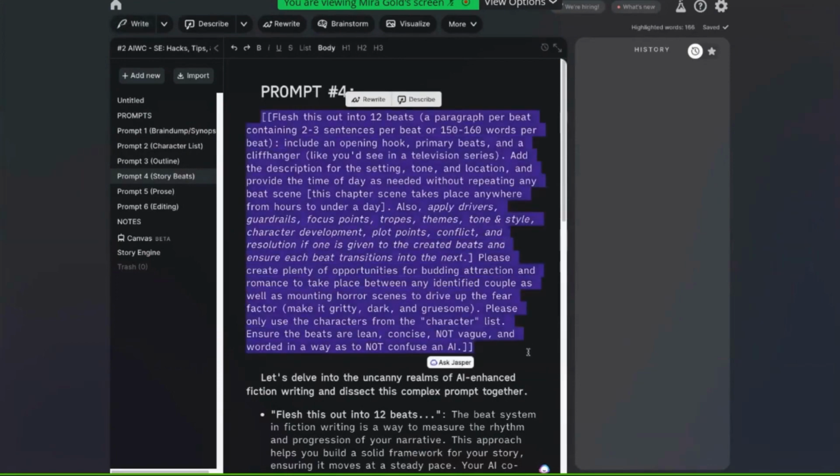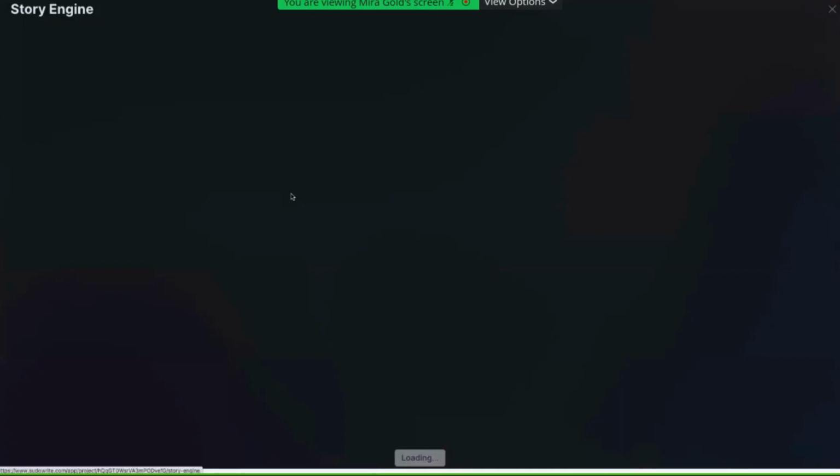Now you might notice here I have double brackets. Not only do I have double brackets, I have some single brackets inside of my prompt, and then I also have parentheses. I'm going to go back into Story Engine.